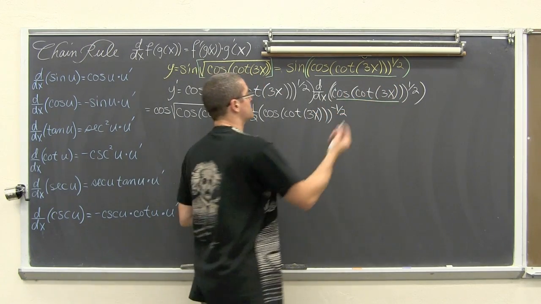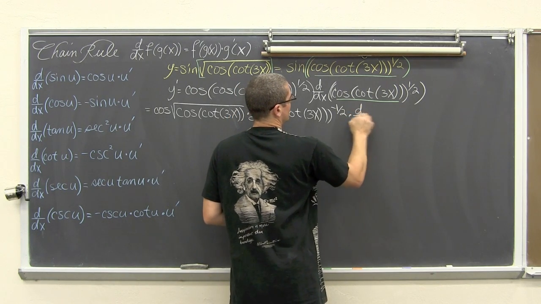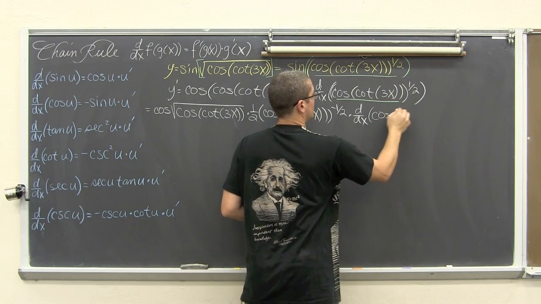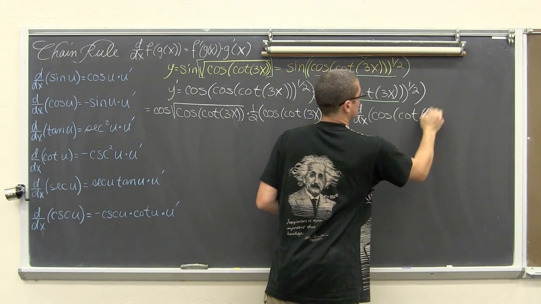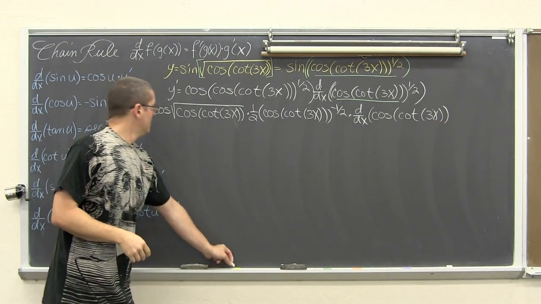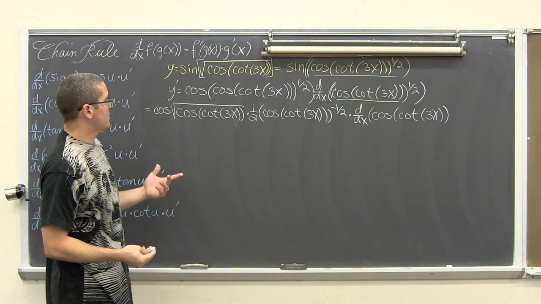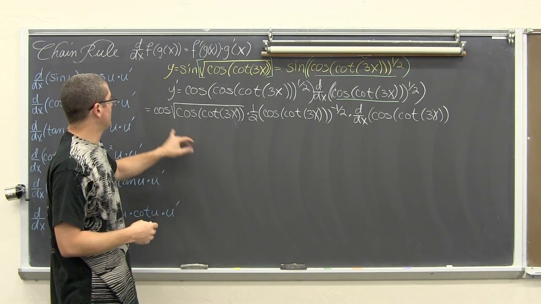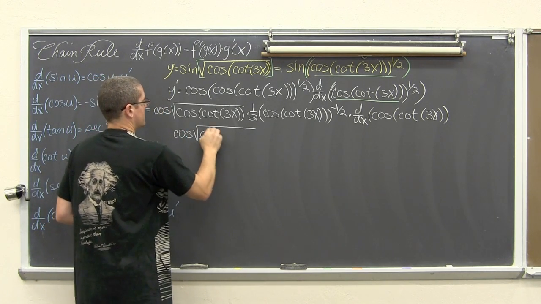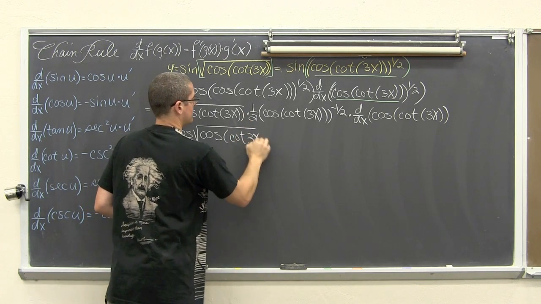Now this is my inside function, so again I've got the derivative with respect to x of the inside function, the cosine of cotangent of 3x. Okay, so now, just so I don't run a huge long line here, we've got the cosine of the square root of the cosine of cotangent of 3x.